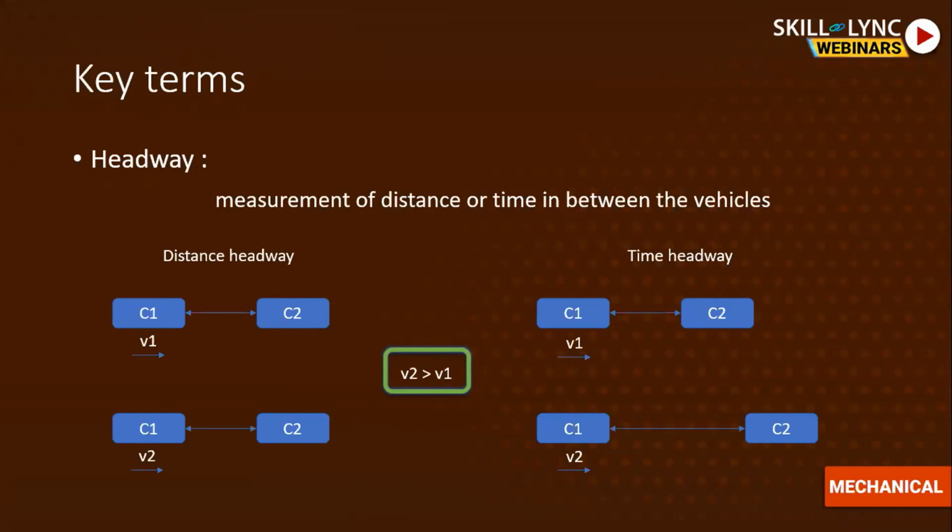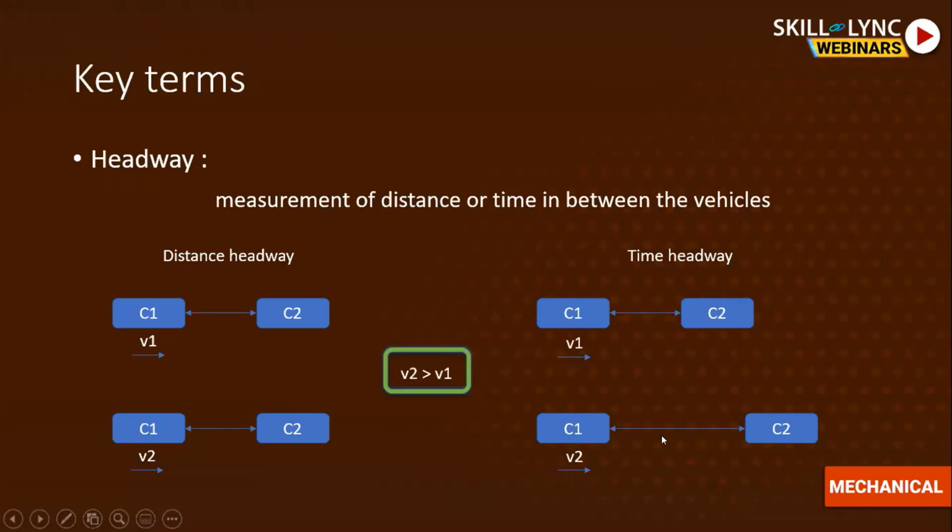Headway is nothing but the measurement of distance or time between the vehicles. If you look at the left, you're shown distance headway. There are two settings: the first is when C1 is at a velocity of V1, and the second is when C1 is at a velocity of V2. We can see that the velocity V2 is greater than V1, but the distance between the cars is the same. But if we look at the time headway, this basically tells how much time the other vehicle should be ahead of you. So now V2 has a greater distance.